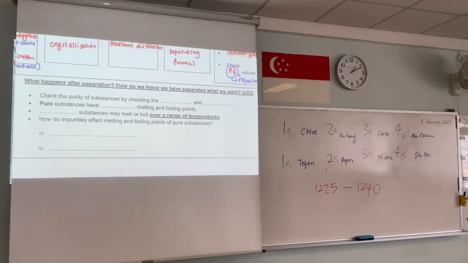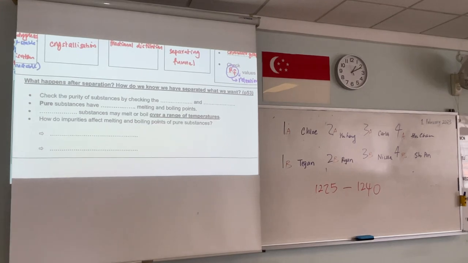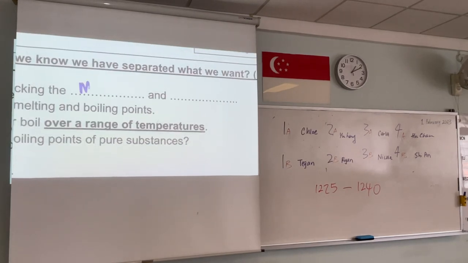Now let's take a look at purity. What happens after separation? How do you know that after separation, your substances are now pure? So we need to know what defines purity in a particular substance. And you know that there is one very important property. You check the what and what. So that will be the melting and boiling point.